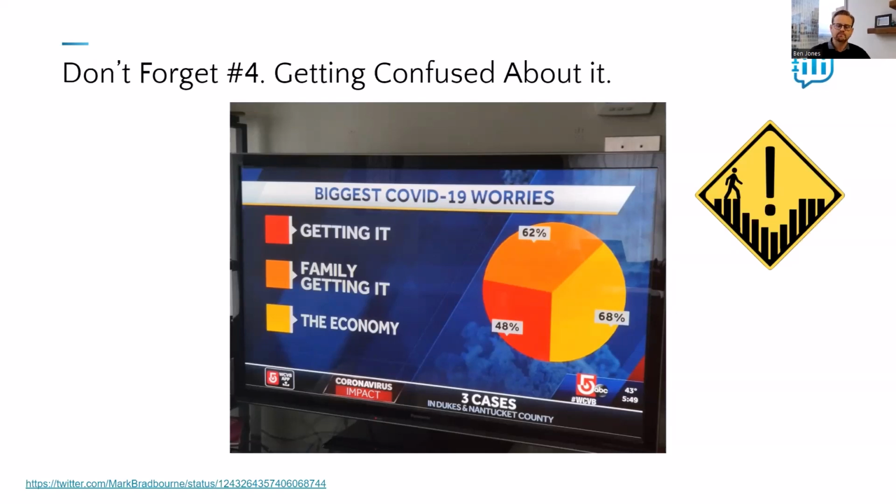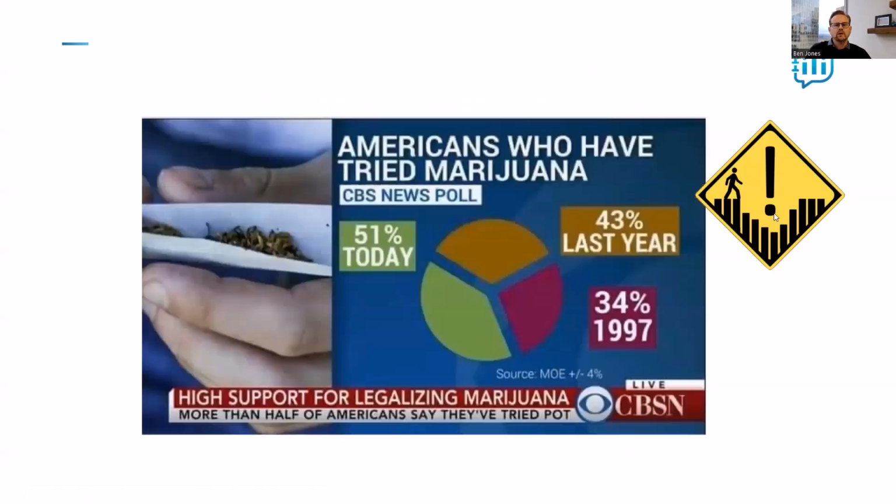It's my guess, check all that apply, kind of a survey. Yeah, I'm worried about getting it and my family getting it. I'm going to pick those two. I'm not really worried about the economy, so I won't check that one. That's the sort of scenario we're talking about, where picking one doesn't exclude me from picking the others, in which case these percentages add up to more than 100.